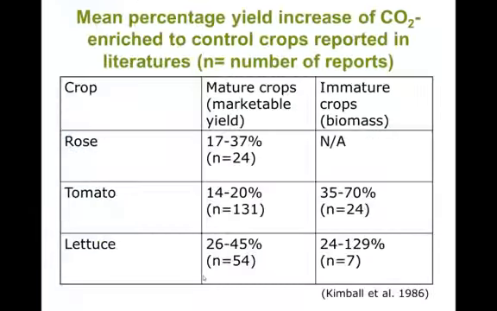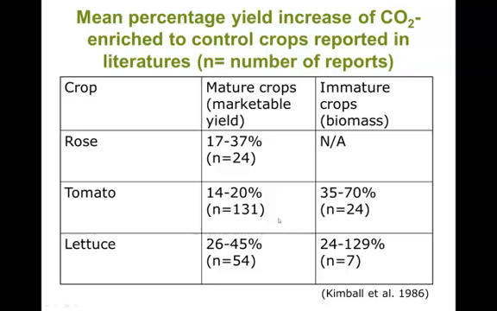So this final slide is summarizing reported values of yield increase of 3 different crops under high CO2 concentration. The increase seems to be very different between mature plants and immature or vegetative plants. Vegetative plants or immature plants tend to have a bigger response than mature plants, and that is probably associated with downregulation and acclimation to the high CO2 concentration.